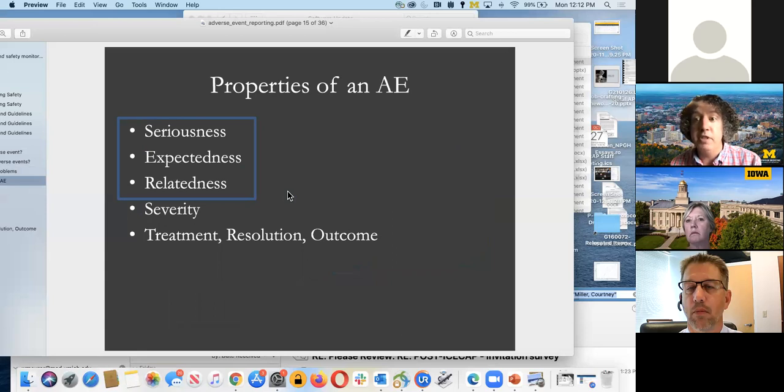Some of the properties that you have to think about when you're thinking about how you're going to classify these things and handle them is the seriousness, which is not the same as the severity, the expectedness, and then the relatedness to your intervention. Is it expected because of the disease? Is it expected because of the treatment? Is it related to the treatment, or is it more part of the disease? And a lot of these things require a lot of judgment and thought and thinking in advance.